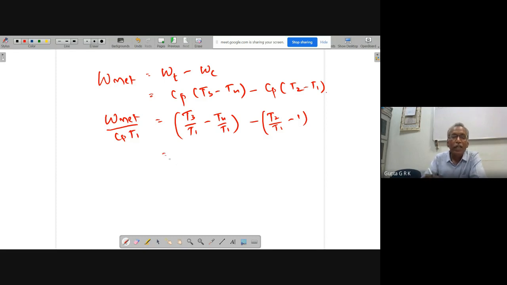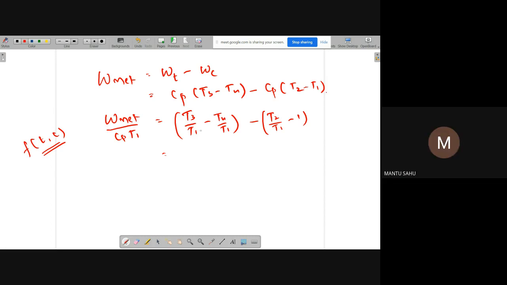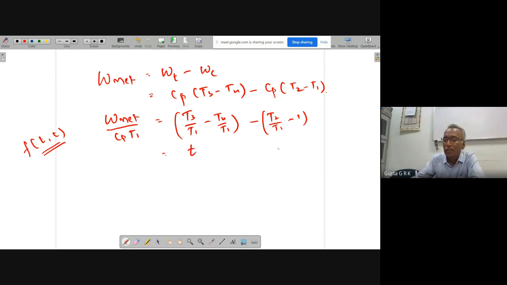Okay, so I want to express this as a function of T and C. How can I do that? What is T3 by T1? T, sir. And T2 by T1? Small c. Okay. And how can I write T4 by T1?